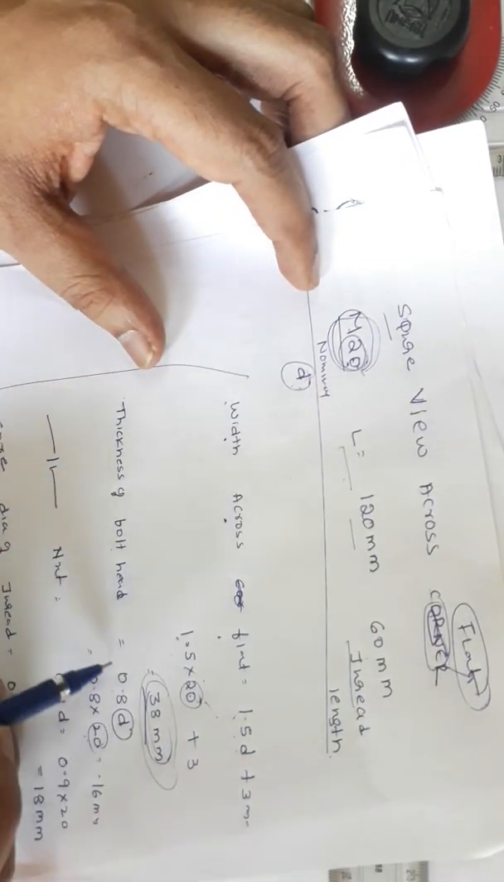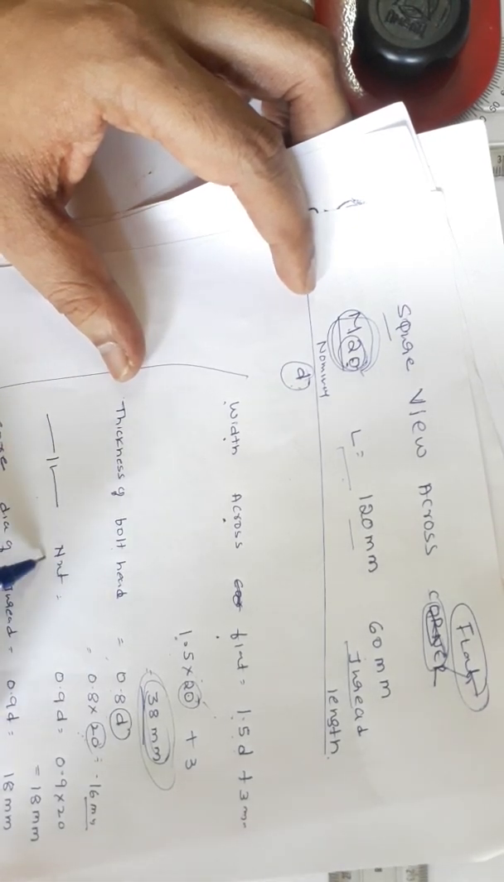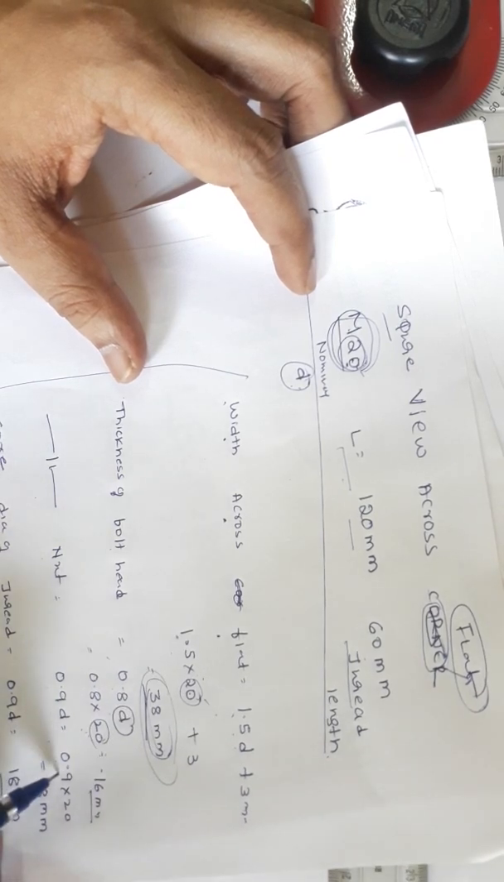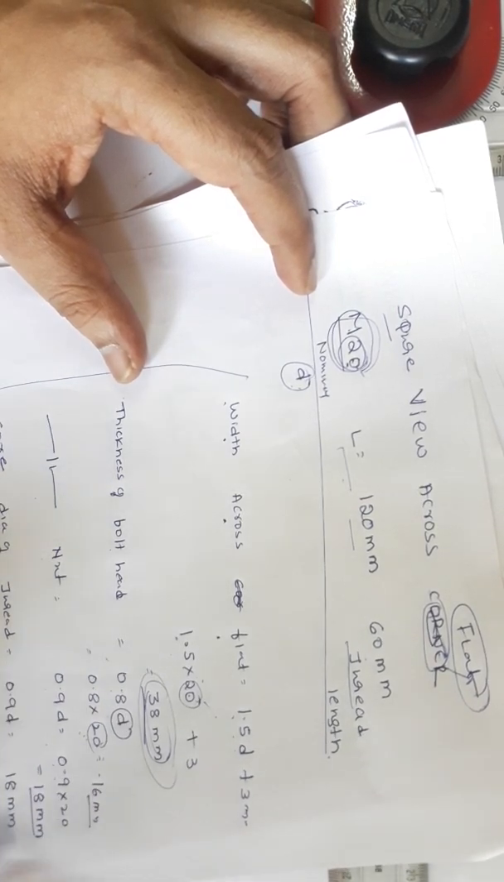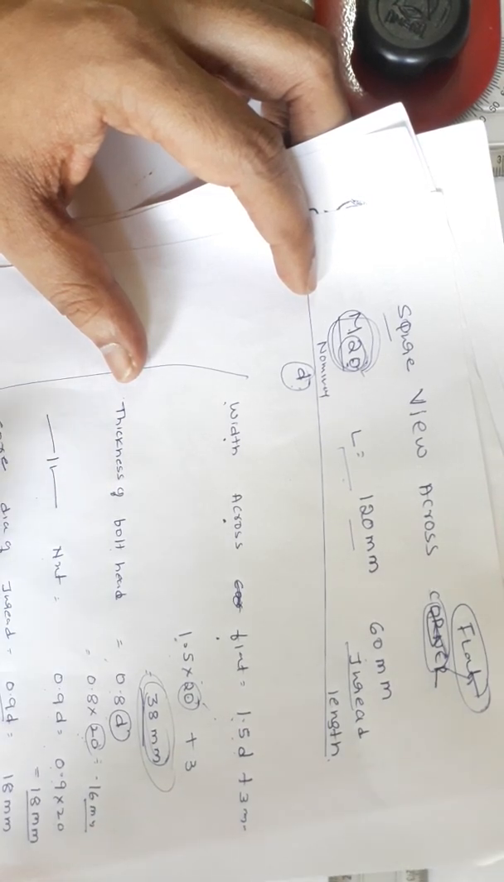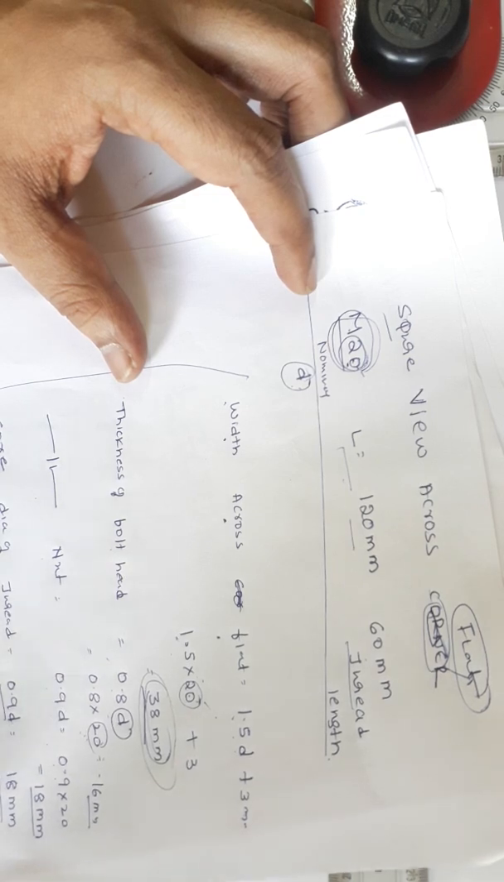Thickness of the bolt head is 0.8D, that is 16 mm, and thickness of the nut is 0.9D, that is 0.9 times 20 mm, so we get 18 mm. Core diameter of the thread is 0.9D, 18 mm. Conical chamfer at the bolt end is 0.1D into 45 degrees, that is 0.1 into 20, 45 degrees.